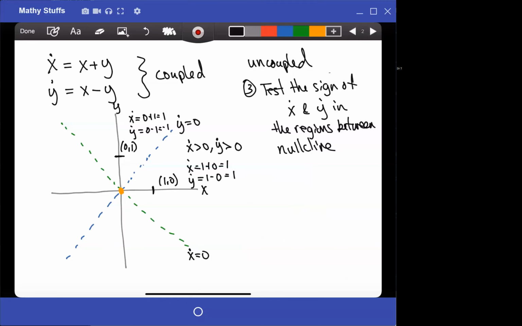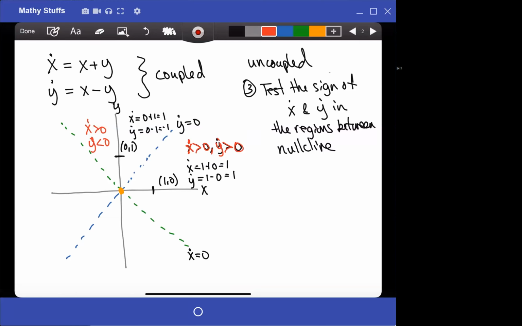So now check that out. That was the y dot equals 0 null cline. And on the other side of it, let me get a different color here. Let me get red. So over here, we've got x dot is positive and y dot is negative. And then down here, we had x dot was positive and y dot was positive. Notice that x dot did not change sign, but y dot did as we crossed over the y dot null cline.